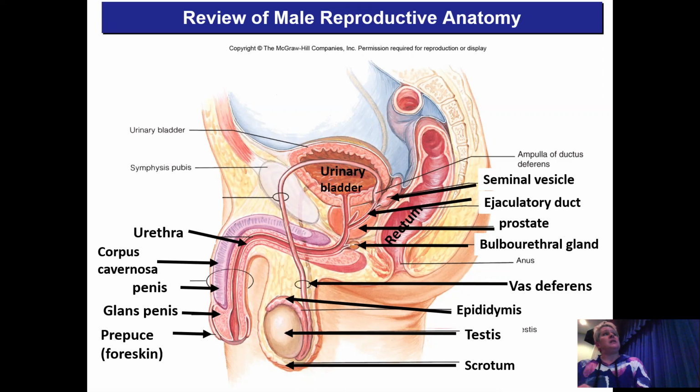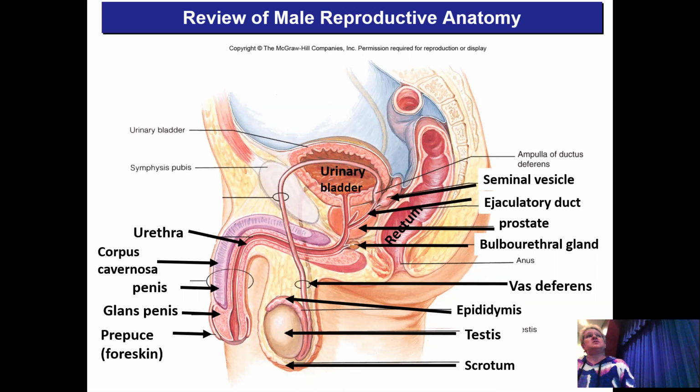We'll talk about the erectile tissues of the penis, the corpus cavernosa, sometimes called corpora cavernosa, and then the spongy tissue that actually surrounds the urethra, which is the corpus spongiosum. Do all those terms sound familiar to you, right? Okay, I'm going to keep track of the time here.